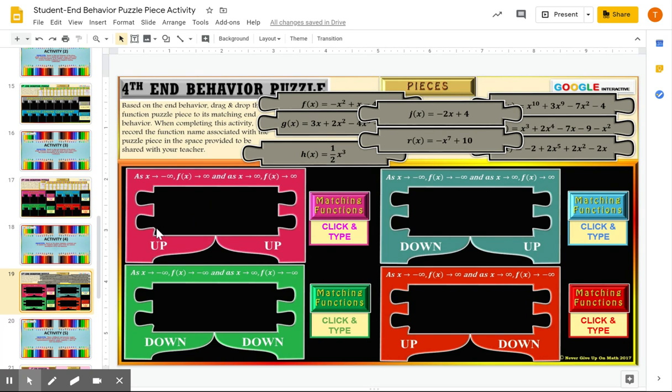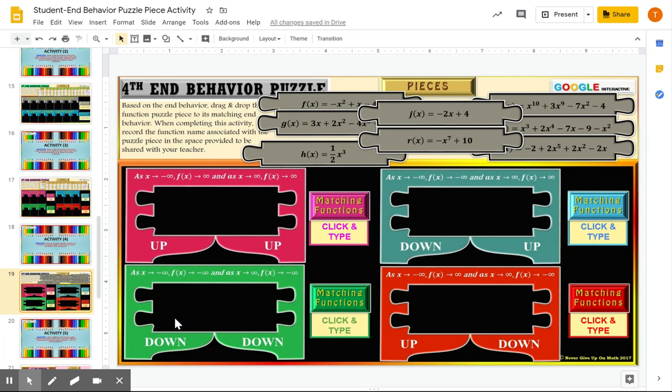So here, it also says it right here. Up, up, down, down, down, up, down. This kind of notation you won't really see in Integrated Math 3. You'll see it more in Integrated Math 4. So if this notation, as x is approaching negative infinity, f of x is approaching infinity, is confusing you right now, that's okay. Just look here. It tells you in each box.